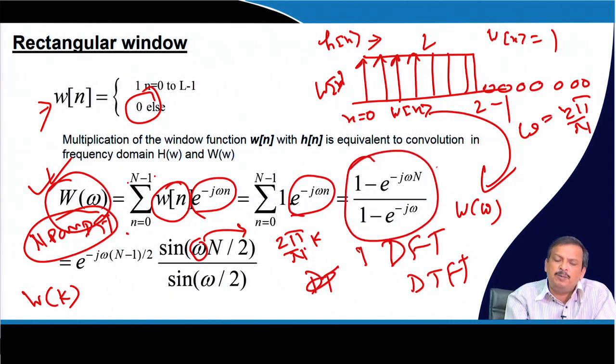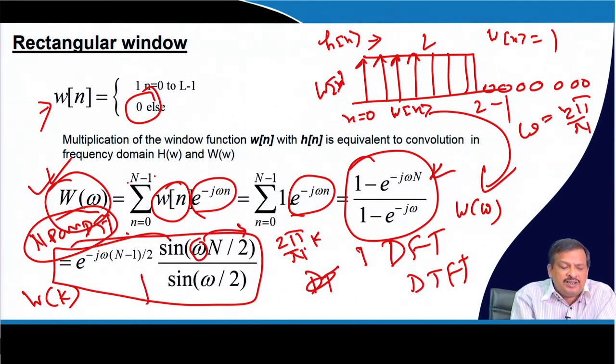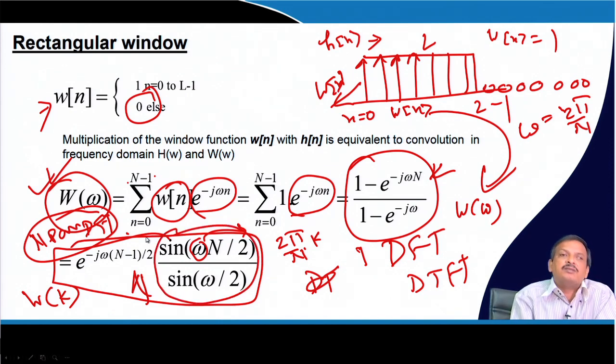Now, if I simplify it, I know sin theta is equal to e to the power j theta minus e to the power minus j theta, divided by 2j. That principle I applied and I get this. So, this is the frequency domain representation of this window. If you see, this is nothing but a sinc function.